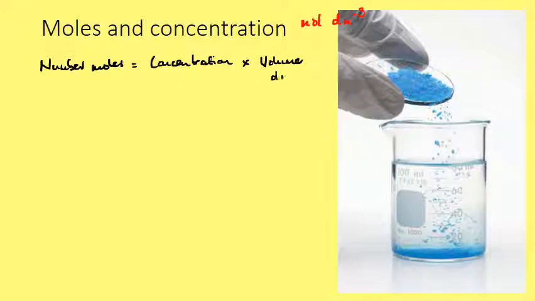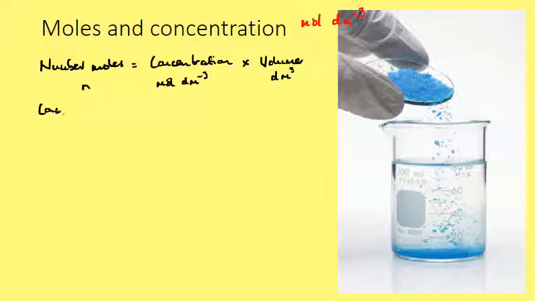And the volume would be in decimeters cubed. The concentration is in moles per decimeter cubed. And number of moles is just a number, usually given a shorthand notation n. So in the same way as there were 3 versions of the previous equation, there's 3 versions of this. I'll just write them out for you.